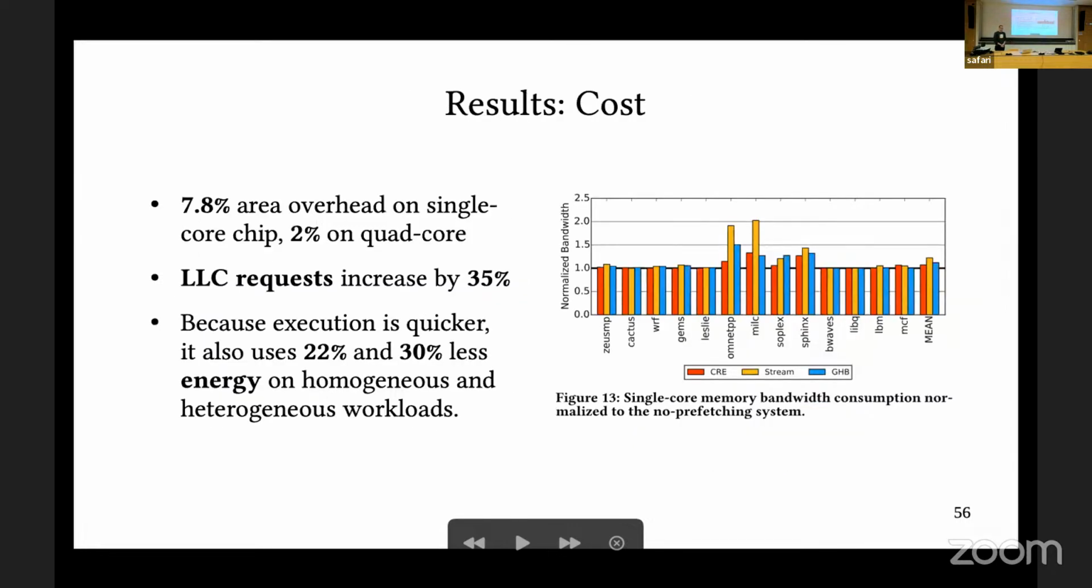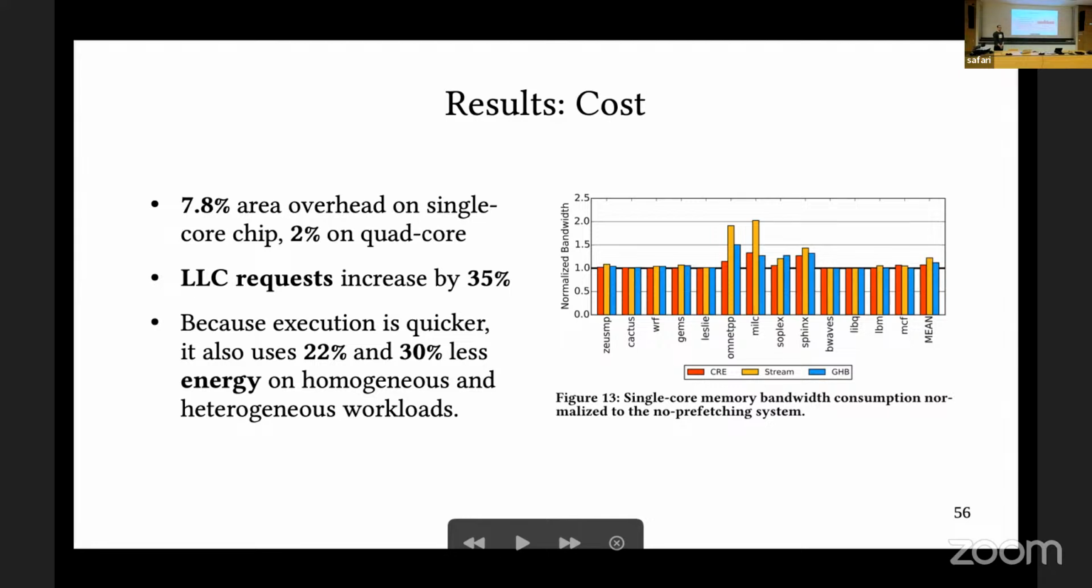So obviously we get some nice benefits, but we also pay something. We need more hardware, need energy. The paper doesn't go into too much detail here. It gives an area overhead of 7.8% for a single core chip, and if you amortize it to quad core, it's about 2%, which is not too bad. Of course, I'm not a computer engineer, but it doesn't sound too bad to me.